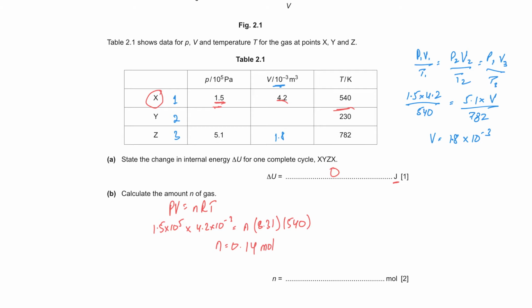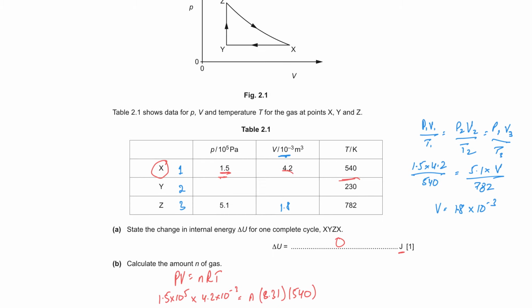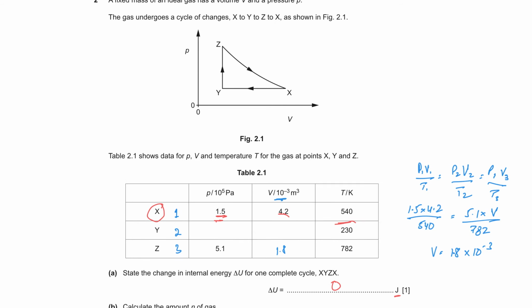Now let's go back to the diagram and see what they've given here. If you look at the diagram, figure 2.1, you'll realize that the pressure at X is equal to the pressure at Y. That automatically means that this P should be equal to 1.5 × 10^5 pascals because they are at the same pressure. And the volume at Y is equal to the volume at Z. So this should also be 1.8 × 10^-3 meters cubed.